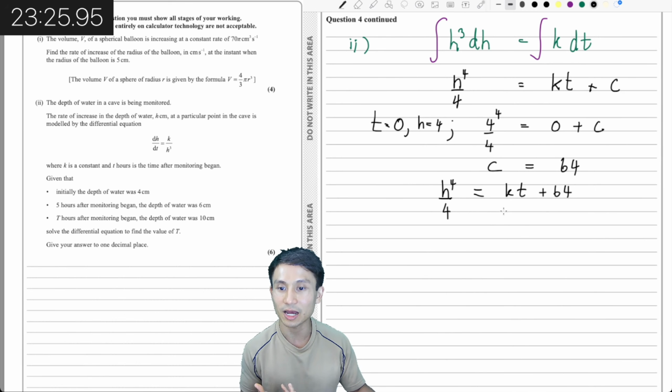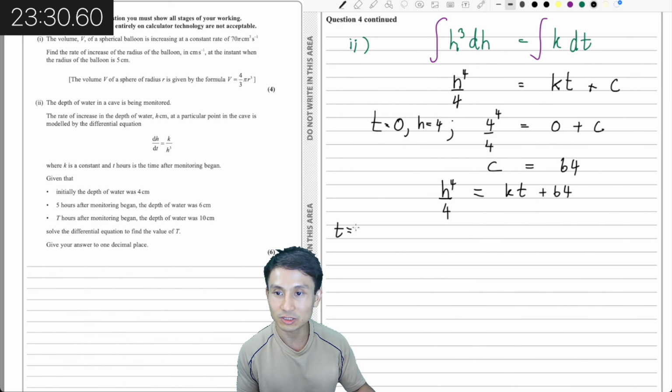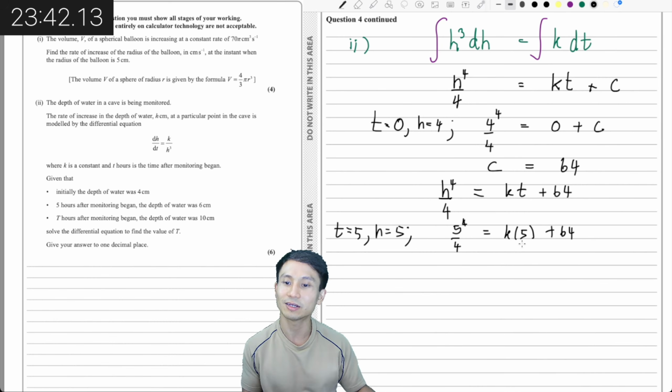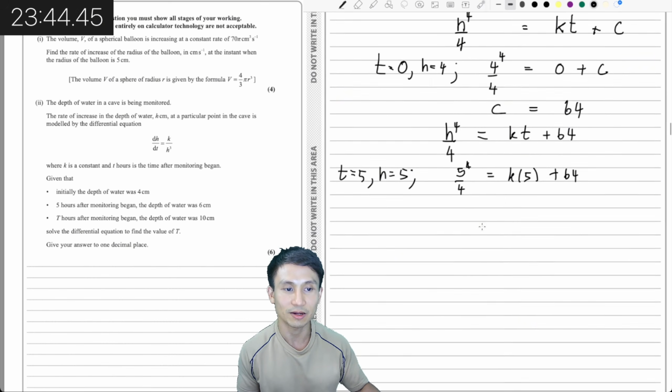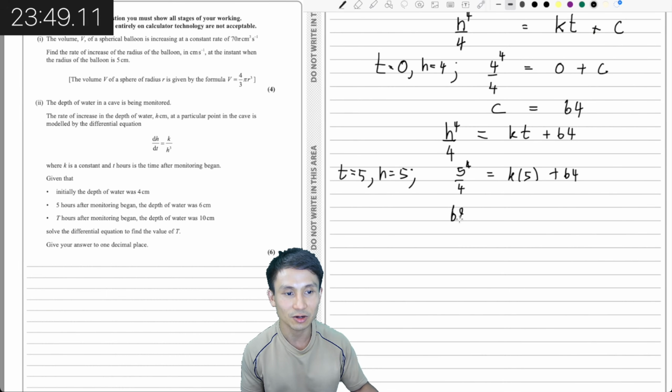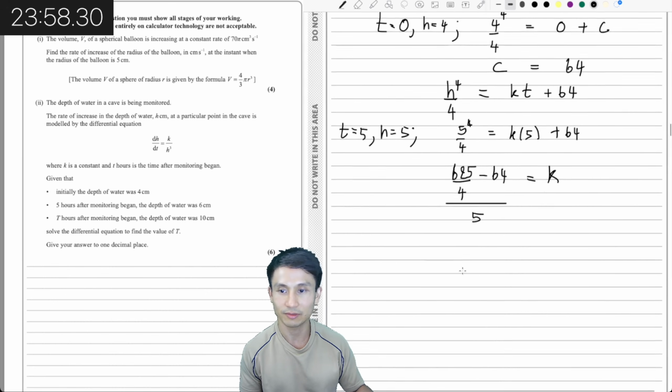So 5 hours after monitoring began, the depth of water is 6. So t equals 5. Let's see if t is in hours. Yes. h equals 6 as well. So 6 to the 4 over 4 equals k times 5 plus 64. Do you see that this is just to find k, right? So 6 to the 4, I believe, is 1296 over 4 here. Minus 64 divided by 5 will give you the value of k, right?